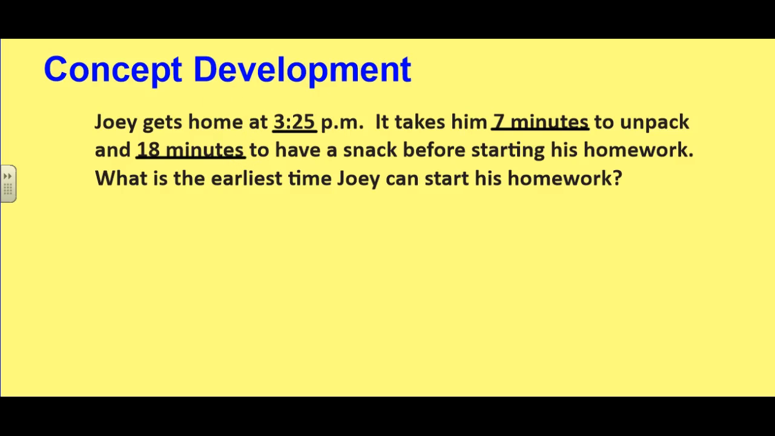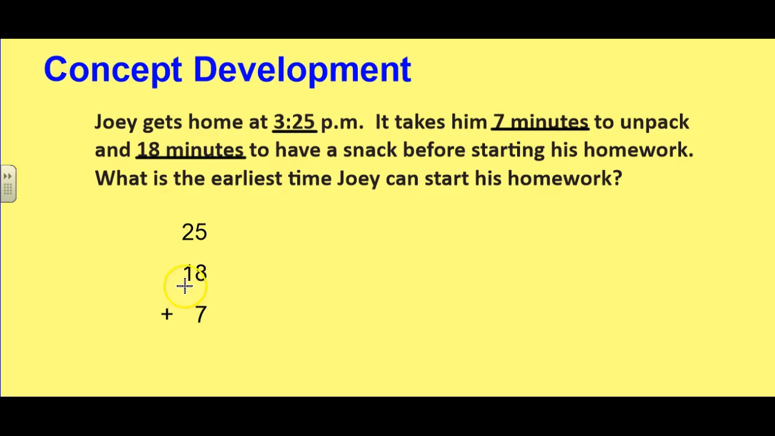So we're going to have to take the 25 minutes that's with 3 o'clock and we're going to have to add 18 and 7 to that. So on your piece of paper, if you take 25 plus 18 and then plus 7, that will give us the minutes that we can put back with the 3 o'clock to tell us what time he can actually start doing his homework. So I want you to go ahead and add those three numbers together.